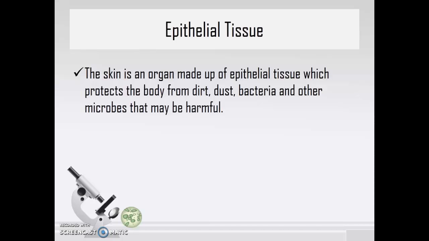So skin is the largest organ of the body. As I told you earlier, it is made up of epithelial tissue, and therefore it protects the body from dirt, dust, bacteria, and other microbes that might be harmful. If our skin were not there to cover our body, there are so many microbes all around, they would enter our body and we wouldn't be able to survive. A lot of dust is also there. So this is very important for us.